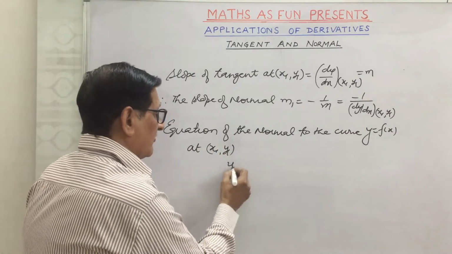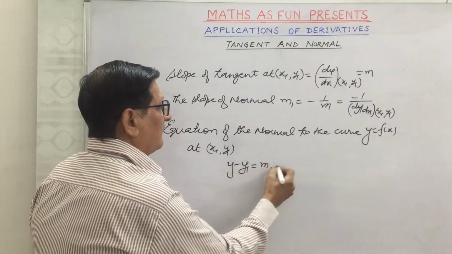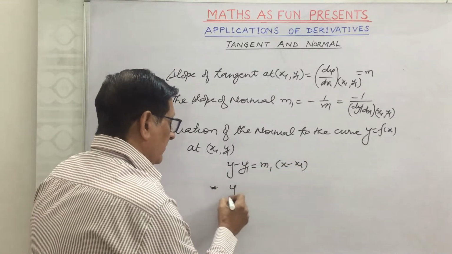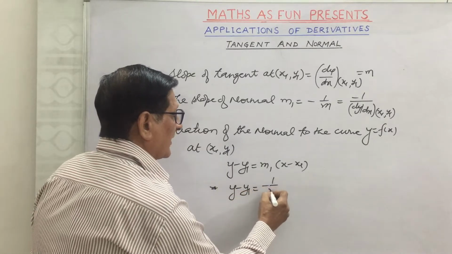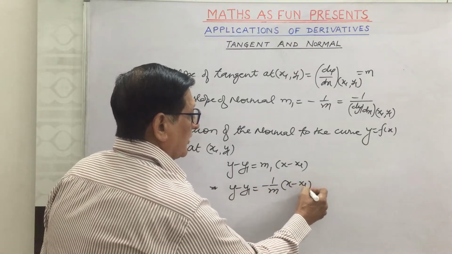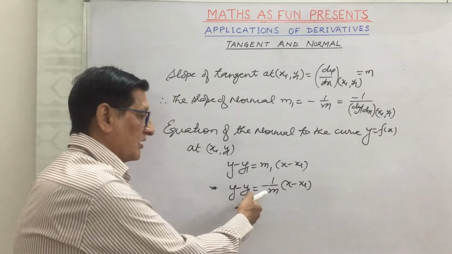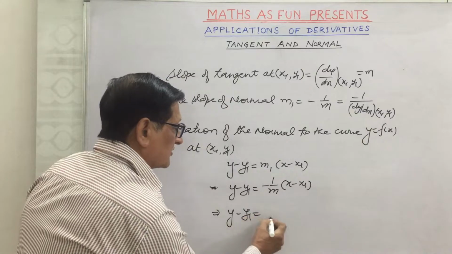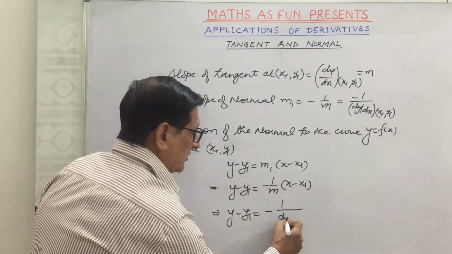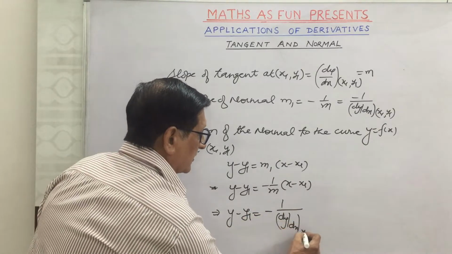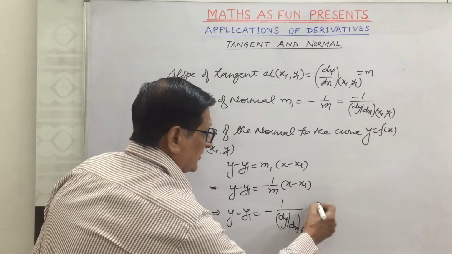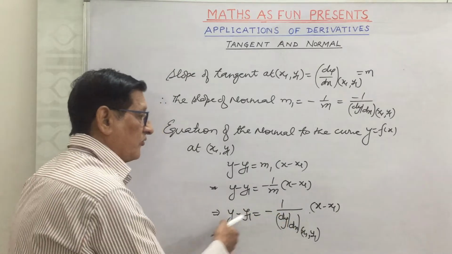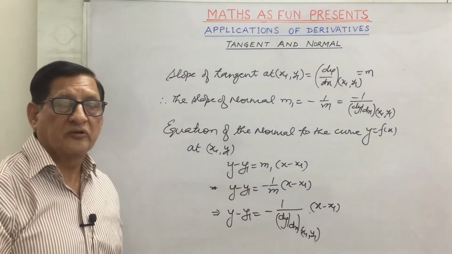We can give it as y minus y1 is equal to m1 into x minus x1. We can write here y minus y1 is equal to minus 1 upon m into x minus x1. And what is m? m is the slope of the tangent. So we can also write this as y minus y1 is equal to minus 1 upon dy by dx at point (x1, y1) into x minus x1. So this can be applied as a formula to find the equation of the normal.